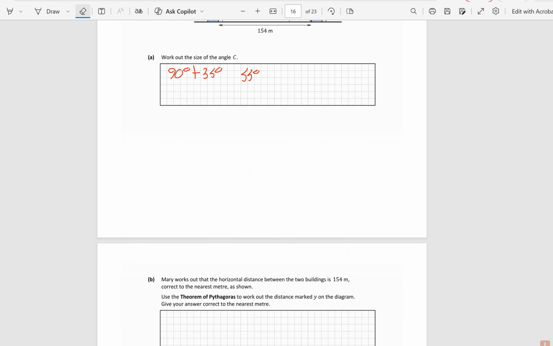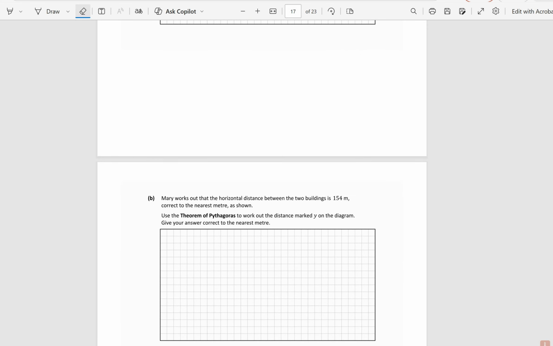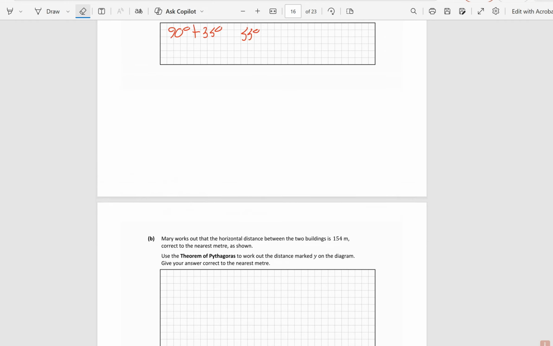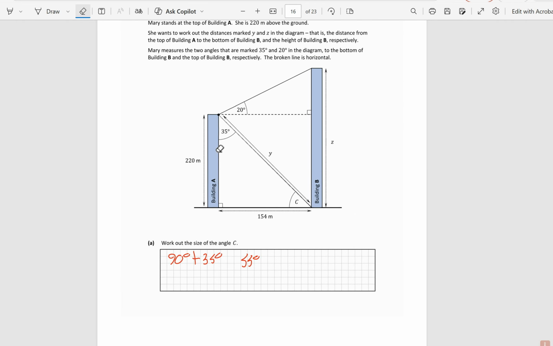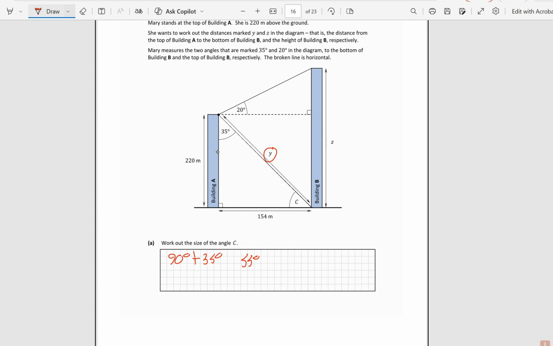Okay, let's just see what we're being asked. It says use Pythagoras' theorem to work out the distance marked y. Right, distance marked y, Pythagoras' theorem. Yeah, look, that's easy enough, right? Because we have this, so here's our triangle. So we'll sketch it.